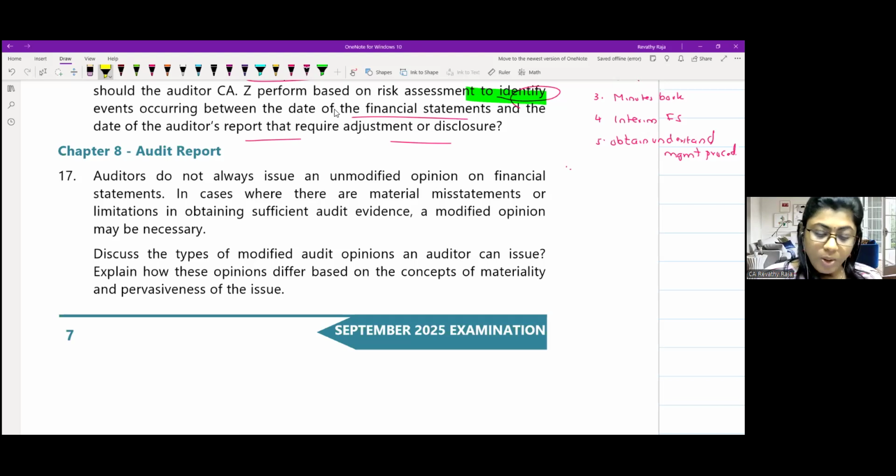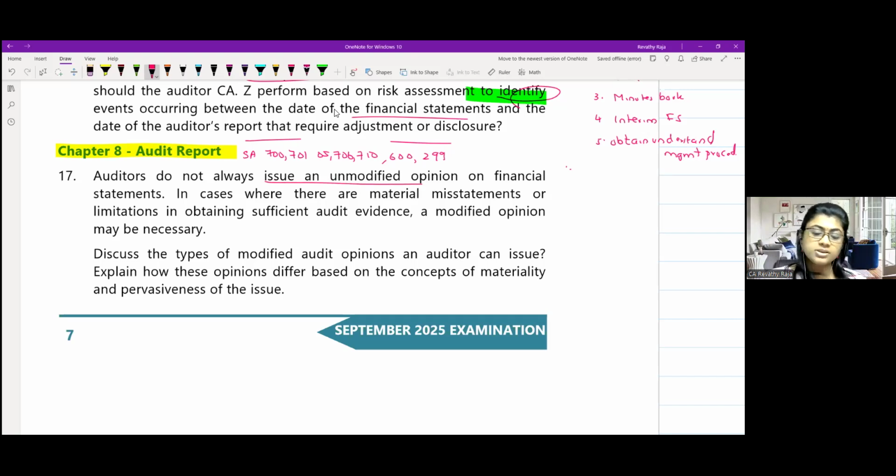Okay. Auditors, in our audit report chapter, which all standards are there? SA 700, 701, 705, 706, 710, and two more, 600, 299. That's right. Okay. Auditors do not always issue an unmodified opinion.